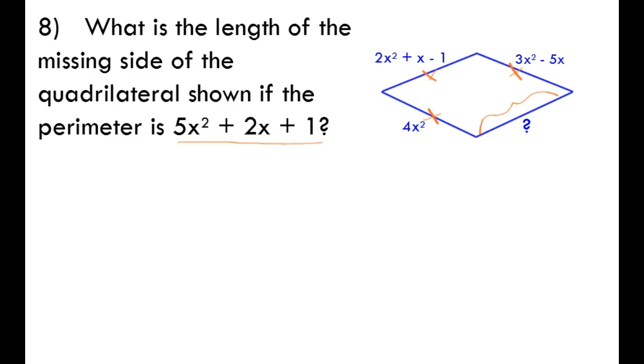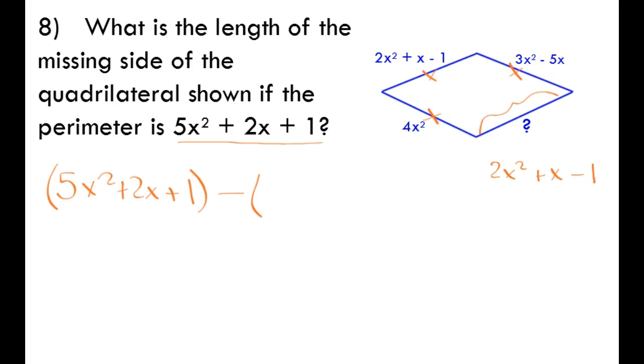So it really is, if I'm setting this up, 5x squared plus 2x plus 1, that's my first polynomial, and I'm subtracting the sum of all the other things. So I want to do that off to the side. I want to do the sum of the three sides we know. And the easiest way to do that is to just write them in a column.